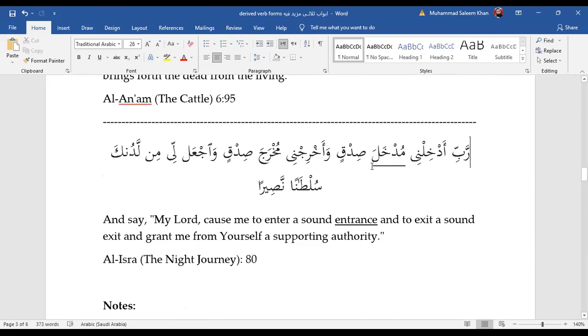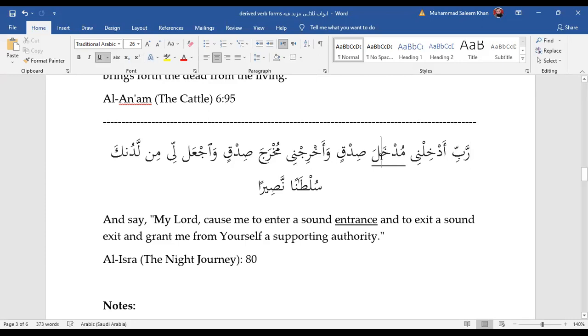Mudkhala sidqin. What is the construction of mudkhala sidqin? It is مضاف مضاف إليه, mudaf mudaf ilayh. As of now, just try to notice whether it is mudaf mudaf ilayh, mawsuf sifa, or fi'l al-amr, and please don't go into the meaning, because when you focus on the meaning, you will get confused. Inshallah, we will get into the meaning as well. For now, the only thing you need to remember is that mudkhalun is ismul maf'ul. You know that, right?